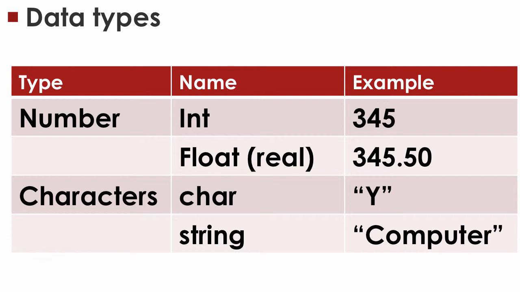And then we have two kinds of characters in there. We have a char, which is just a single character, a Y or an N or something like that, or a string, which is a whole lot more characters. And you'll notice that the character variables are preceded and succeeded by quotes. That means what starts after the quote is going to be the character variable, and it stops when you pick up the second set of quotes.